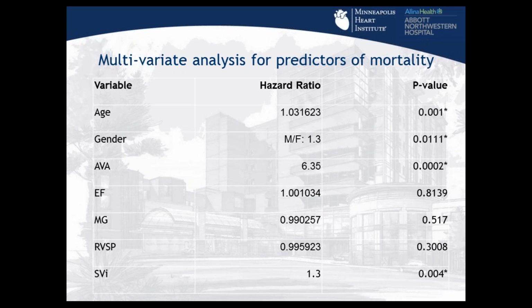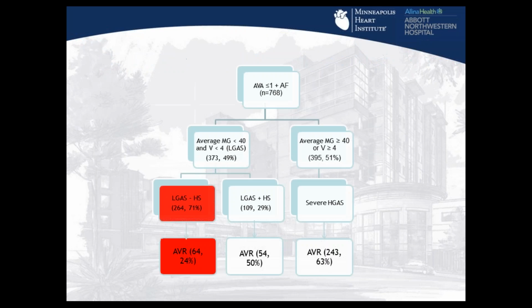That's why it stays the same, while the mean gradient will change based on your flow state. So again, we have this group where actually we're really under-referring them for AVR, and I showed you their outcome is very poor. These are just patients that cannot generate a high gradient, and they don't have high signals on their echo, but they still have a valve area less than 1.